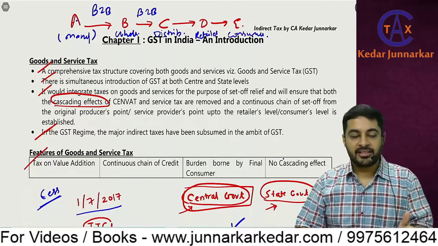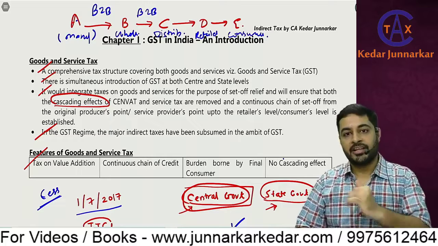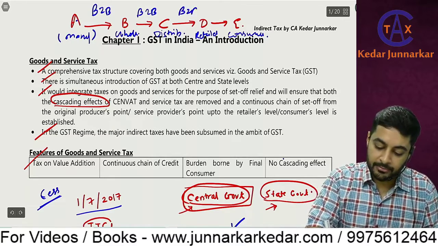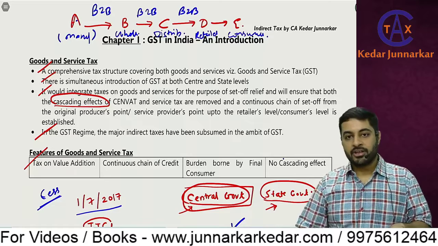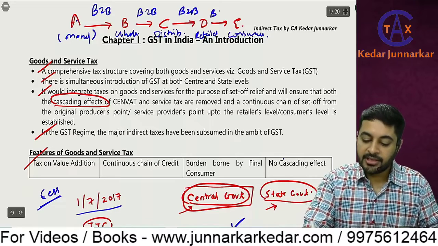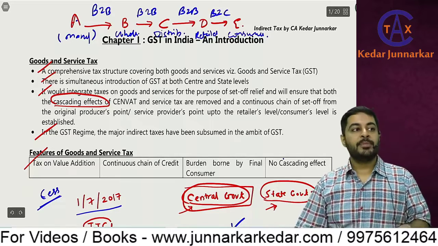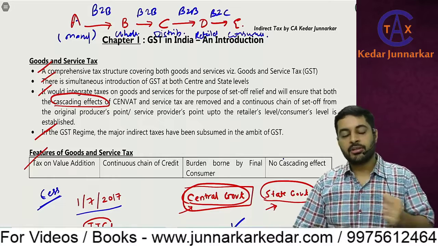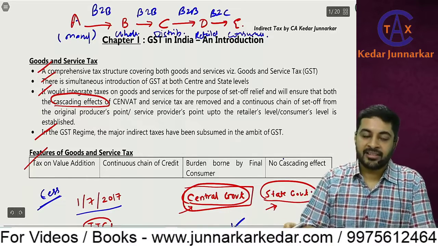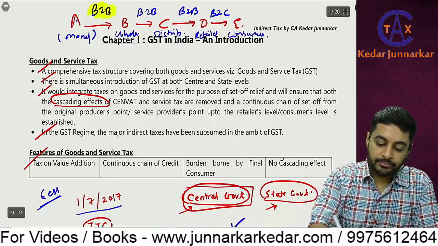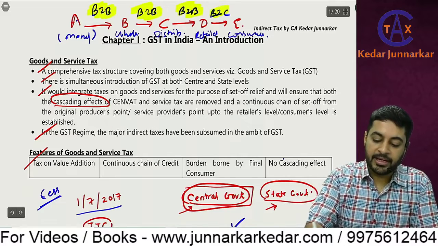Then C is a distributor who is selling to D, a retailer, that is also a business transaction. And D is a retailer who is selling to a consumer. E is a consumer, so it is B to C, that is business to consumer. So in which transactions will input tax credit be allowed? Only to B to B transactions.